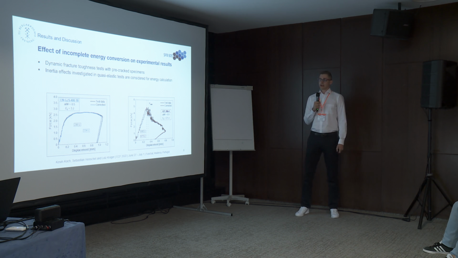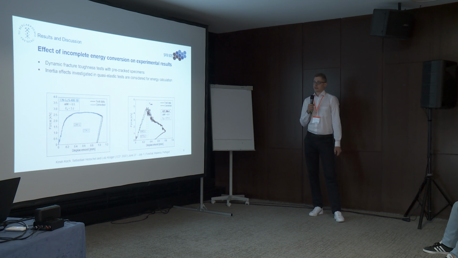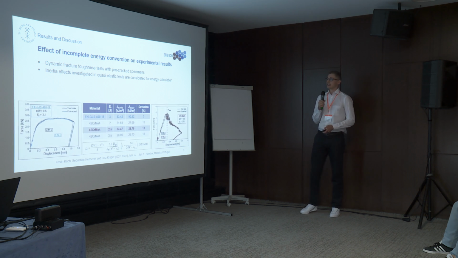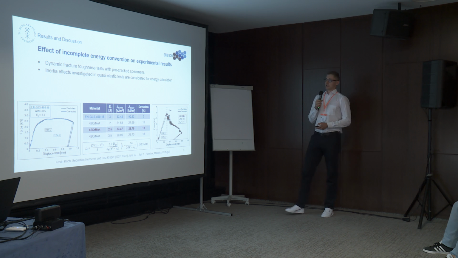So next, we calculated our dissipated energy for the specimen via the area under the curve. I have to say that for the steel, we did not observe a significant crack growth, so we just calculated the energy until the force maximum. And what we could see from this is when we calculated the J value from the data and from the corrected data, we could see that there's a deviation.